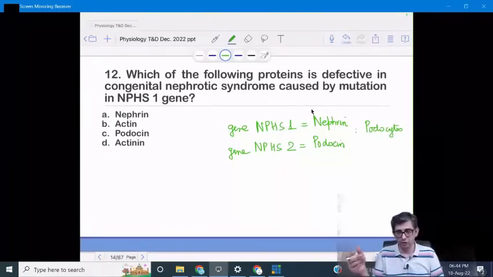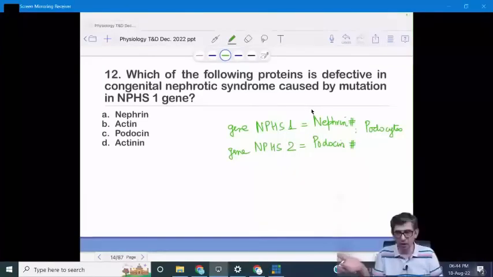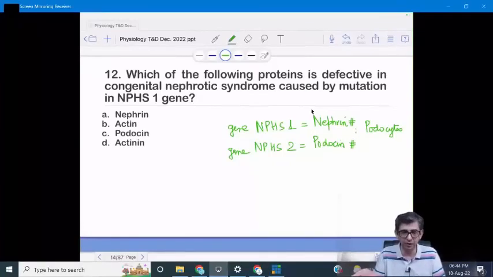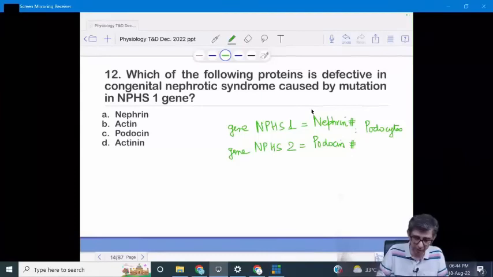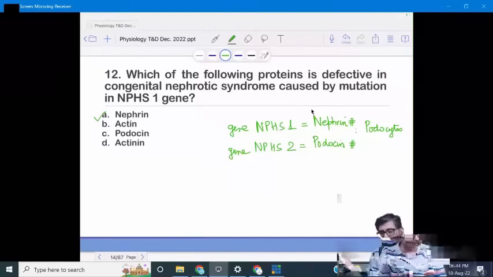So if these proteins are defective, then the podocytes will not be able to function properly, and the function of podocytes is to limit the protein leakage. I told you there are two steps to stop protein: one is heparan sulfate and second is podocytes. If podocytes malfunction, the protein will be lost in excess. The correct answer for this question would be option number A. Yes, the answer to question number 12 is option number A.